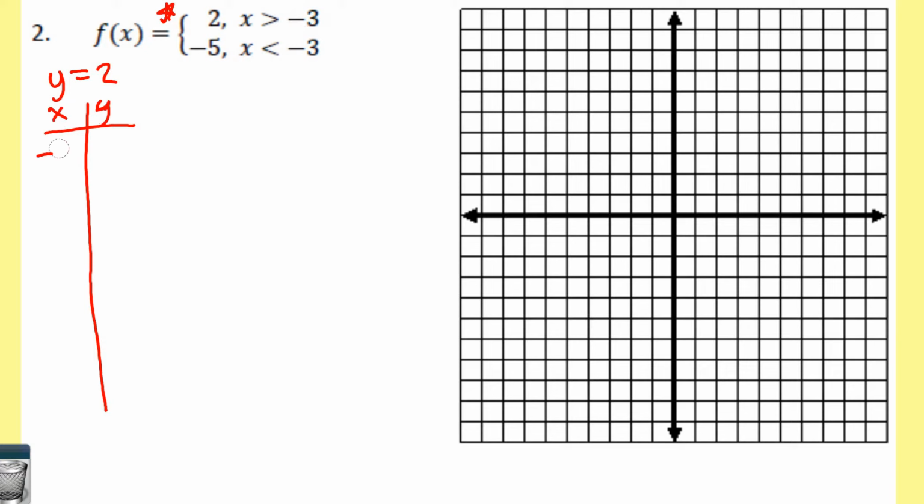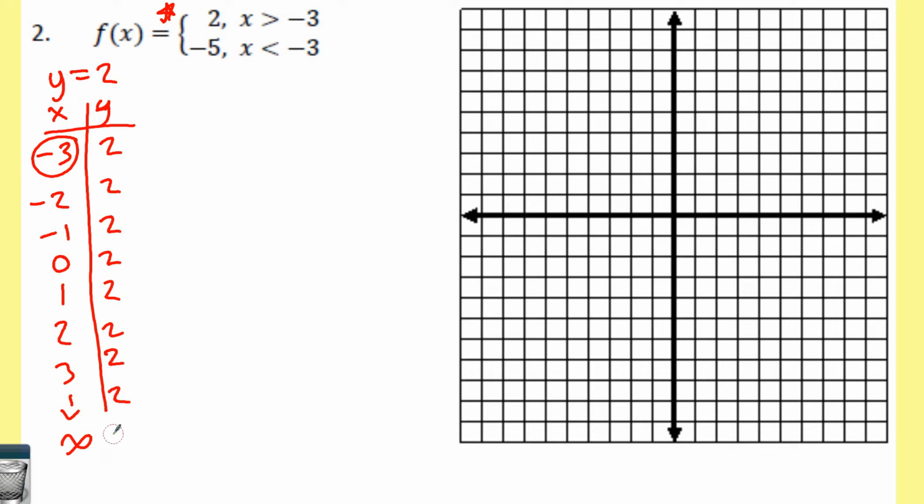So when I start at negative 3, it's an open circle. And I do everything larger than it, so negative 2, negative 1, 0, 1, 2. Notice I keep going towards infinity. We plug that into our equation. Oh, look at that. All my y values are 2, because x is not affecting my equation.